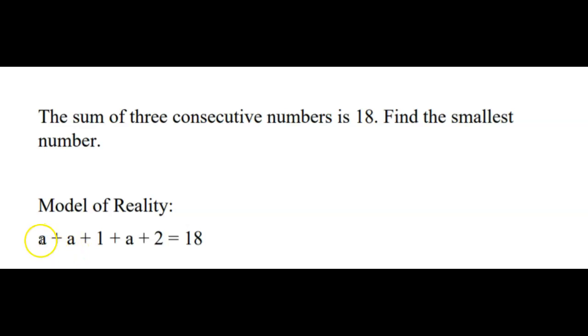The first number is a. The second number is a plus 1. And the third number is a plus 2. The sum of them, a plus a plus 1 plus a plus 2, is 18. That's creating a model of reality. This is algebraically describing this situation.